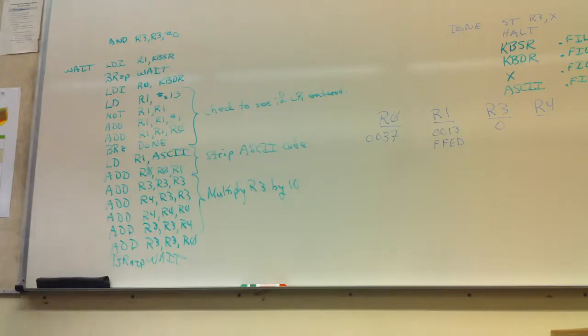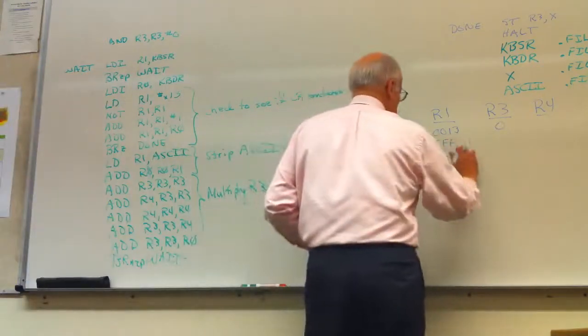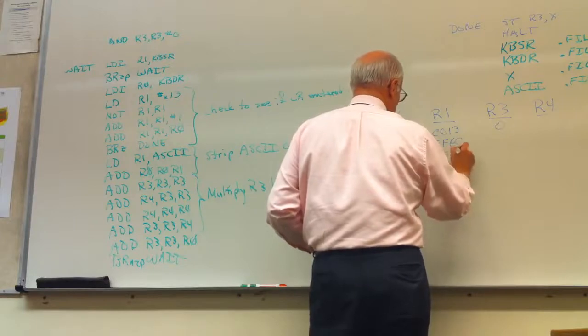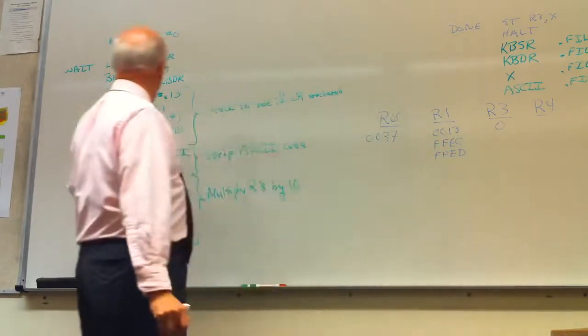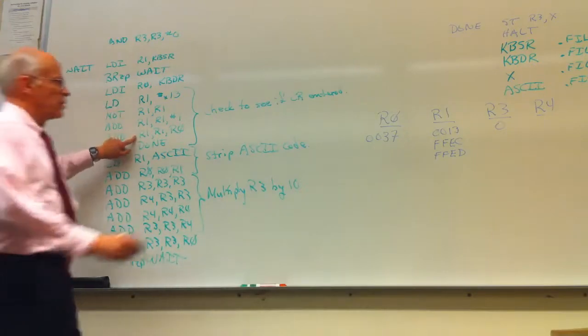Well, that actually gives us FFEC. Now let's go through all the steps. It gives us a C, and then we add 1, which gives us FFED. Okay, that's at this point. Now we add that to register 0.